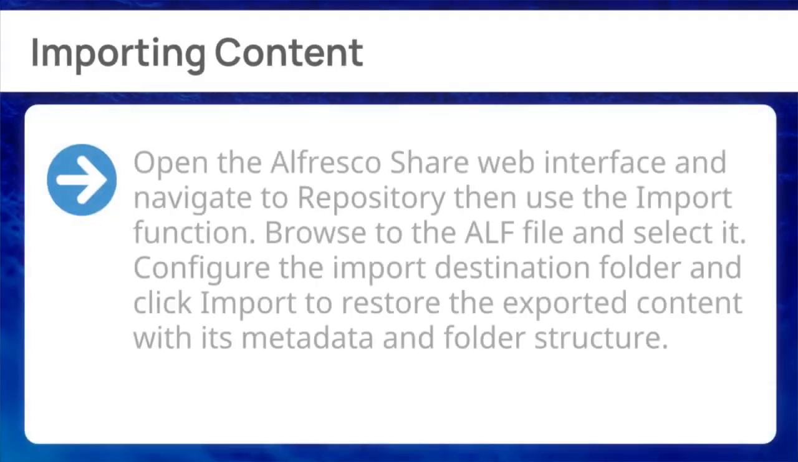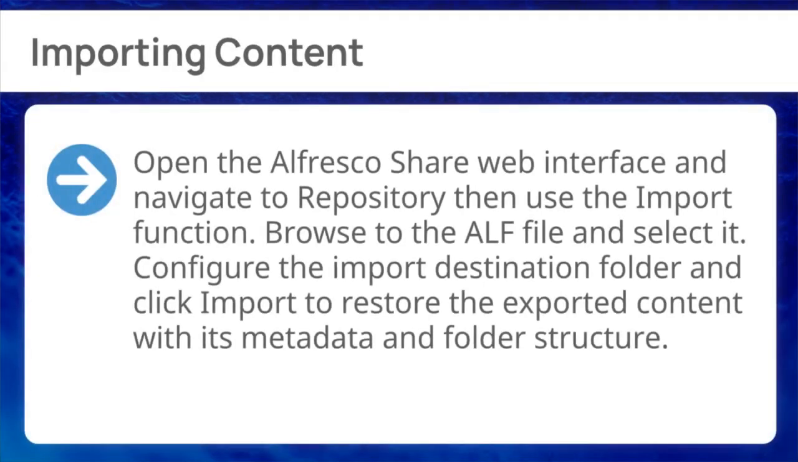First, importing content. Open the Alfresco Share web interface and navigate to Repository. Then use the import function, browse to the ALF file and select it. Configure the import destination folder and click Import to restore the exported content with its metadata and folder structure.